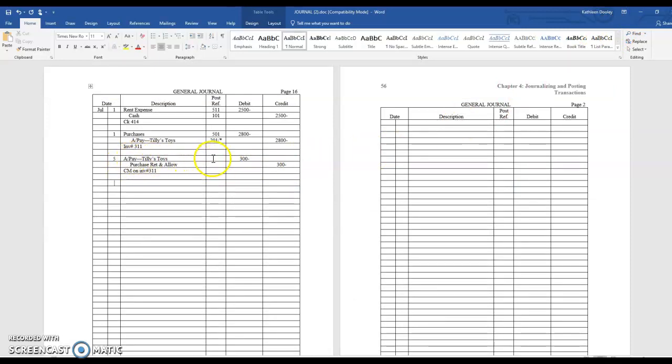So here we did post this to accounts payable, which was account 201. We also posted it to Tilly's Toys, which I'm going to use the asterisk to show that I posted there. And we posted it to purchase returns and allowances, which was account 502.